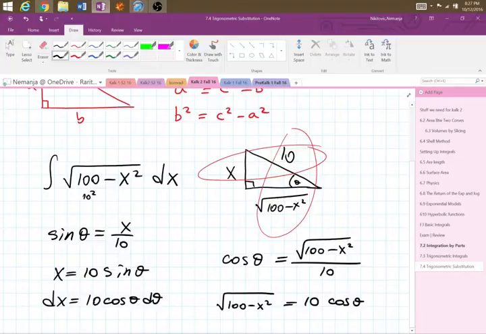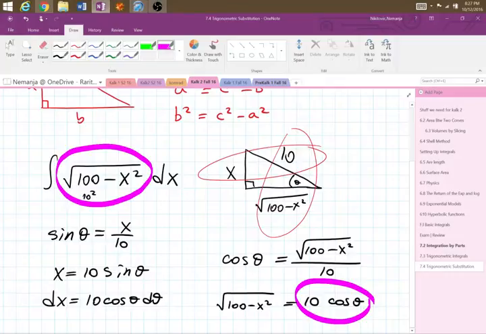I hope you guys see substitution now. You see how the square root is equal to 10 cosine theta? You write that instead of this. And instead of dx, you have this. So you have 10 cosine theta times dx, which is another 10 cosine theta d theta. Replacing. And I'm going to replace the square root with what the square root is. And I'm going to replace dx with what dx is. All right, meditate on this.